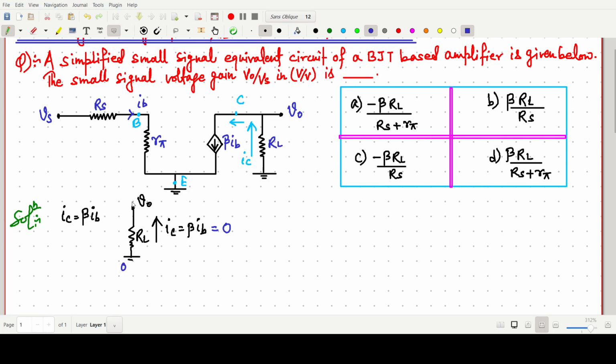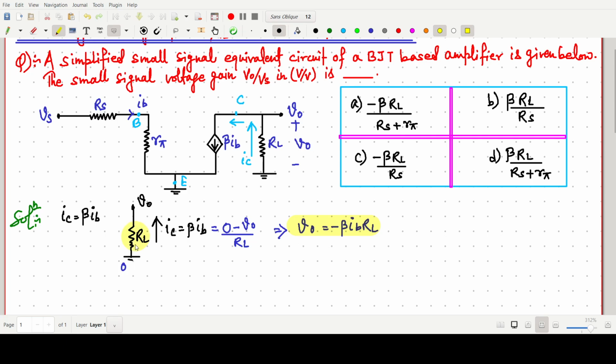Because current is flowing from this side, this will be considered as the higher potential, so we can write IC equals 0 minus V naught by RL. So it will give V naught equals minus beta IB RL. One can also directly write V naught equals this current into this RL, but the current is going like this, and this one is plus of minus V naught. So V naught is directly minus beta IB RL.